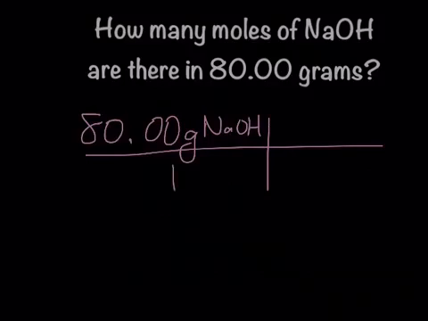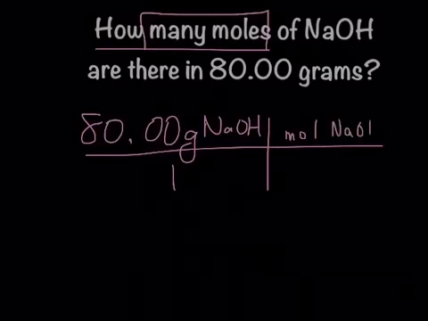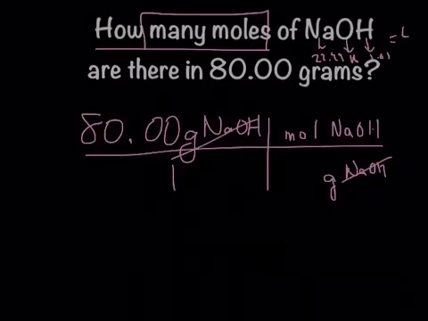We want to put what we want to go to on the top. So we're trying to find how many moles. So moles of NaOH will go on the top, and what we want to cancel goes on the bottom. We're trying to get rid of grams of NaOH. Well, if you add up the molar mass of NaOH, sodium's 22.99, oxygen 16, hydrogen's 1.01, so total that adds up to 40 grams in 1 mole. The molar mass, again, is always how much 1 mole of that substance weighs.